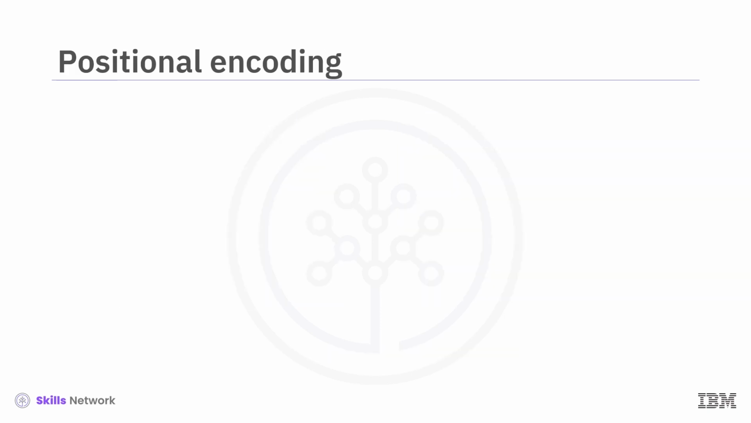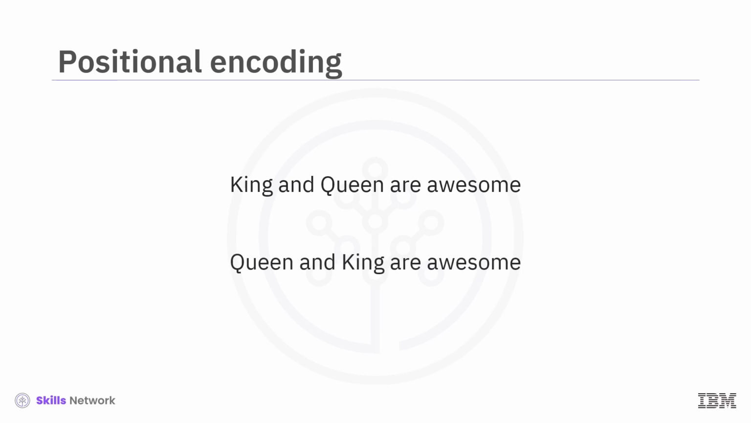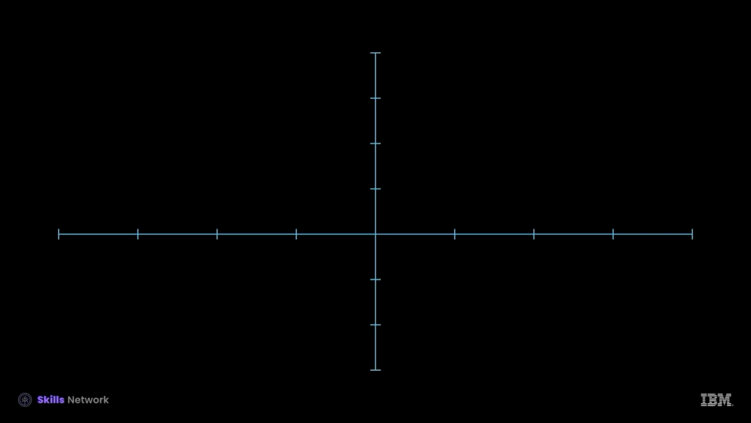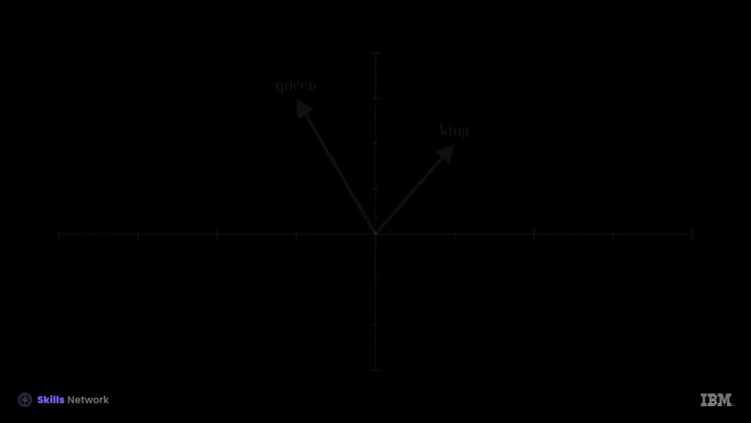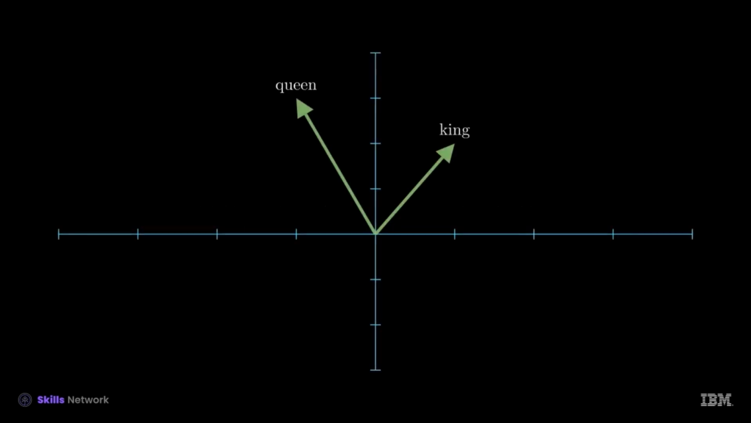Let's take an example. Consider the phrases "king and queen are awesome" and "queen and king are awesome." These sentences are slightly different. Let's look at the embeddings for these. You'll see that the vector representation of embeddings is identical. You can introduce positional encoding to address this issue. It incorporates information about the position of each embedding within the sequence.